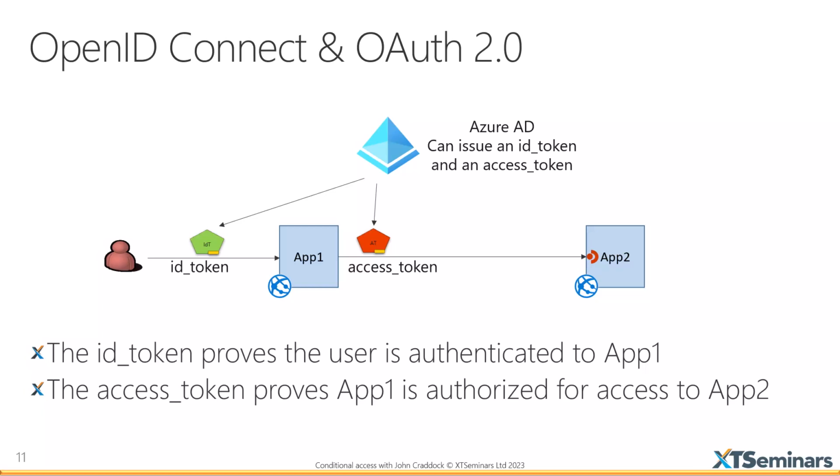Now, the access token could be using the user's identity, or it could actually be using the identity of application 1, in which case it would be a workload identity. Where do refresh tokens fit in with all this?